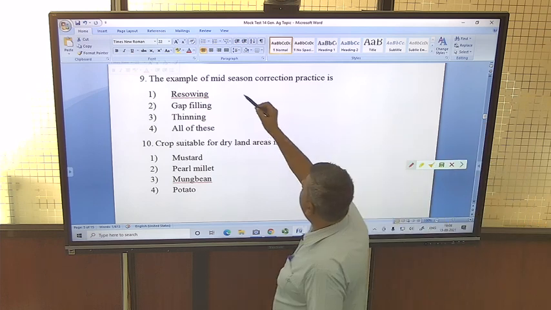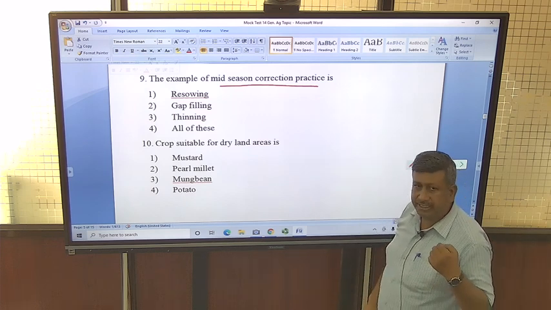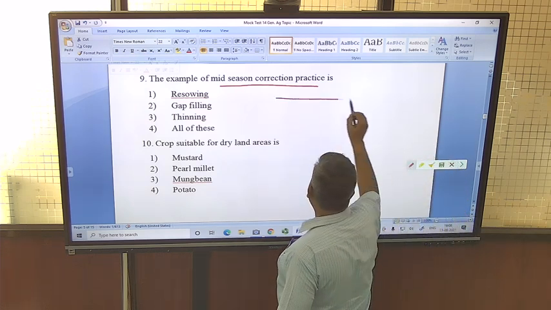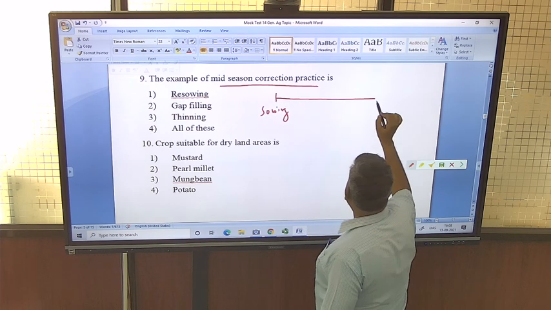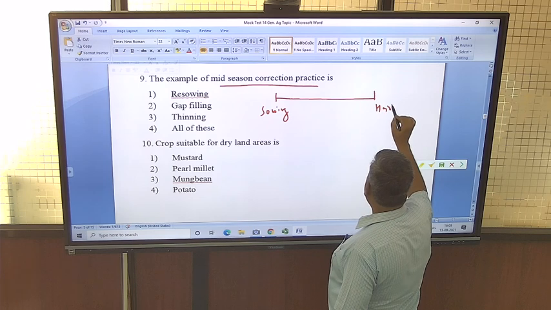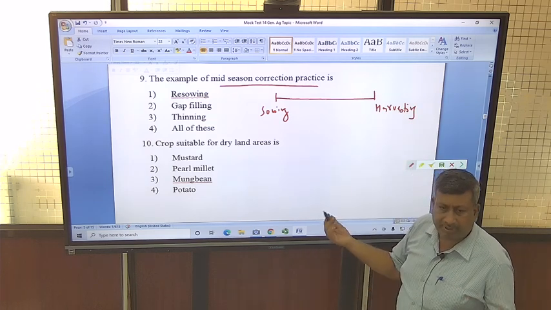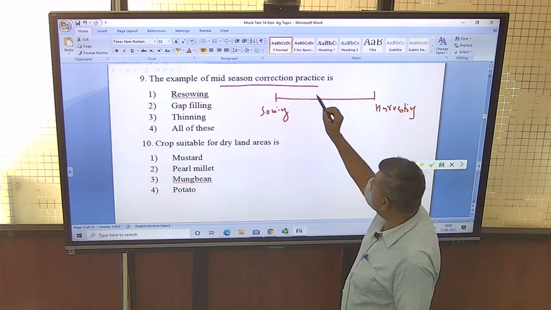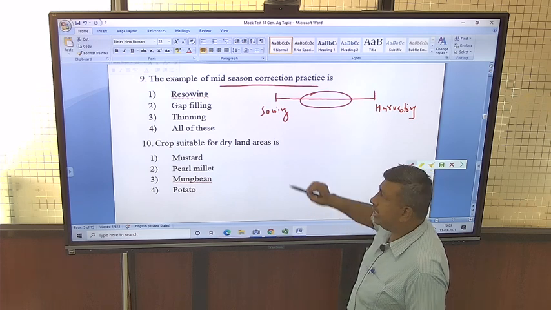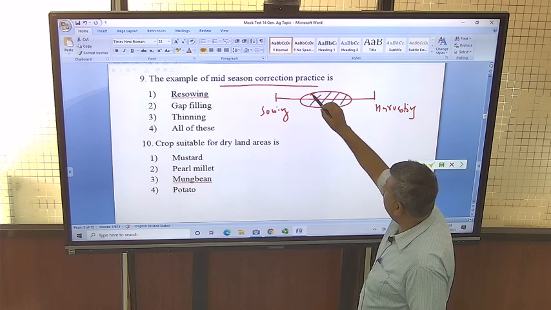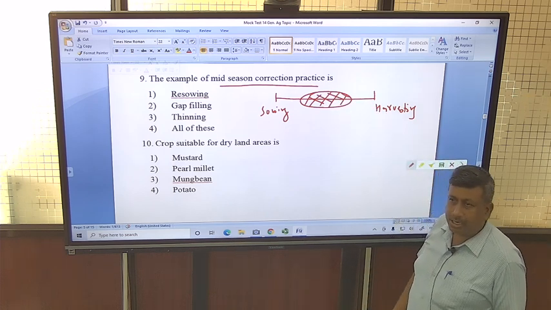The example of mid-season correction practice is... so first understand what is mid-season correction. Suppose this is the length of crop duration, here sowing, and it is harvesting time. This duration may be 100 days or 140 days or 150 days, whatever. So, the practices which are done mid-season, so mid-season is this. At this time, the practices adopted are called mid-season correction practices.